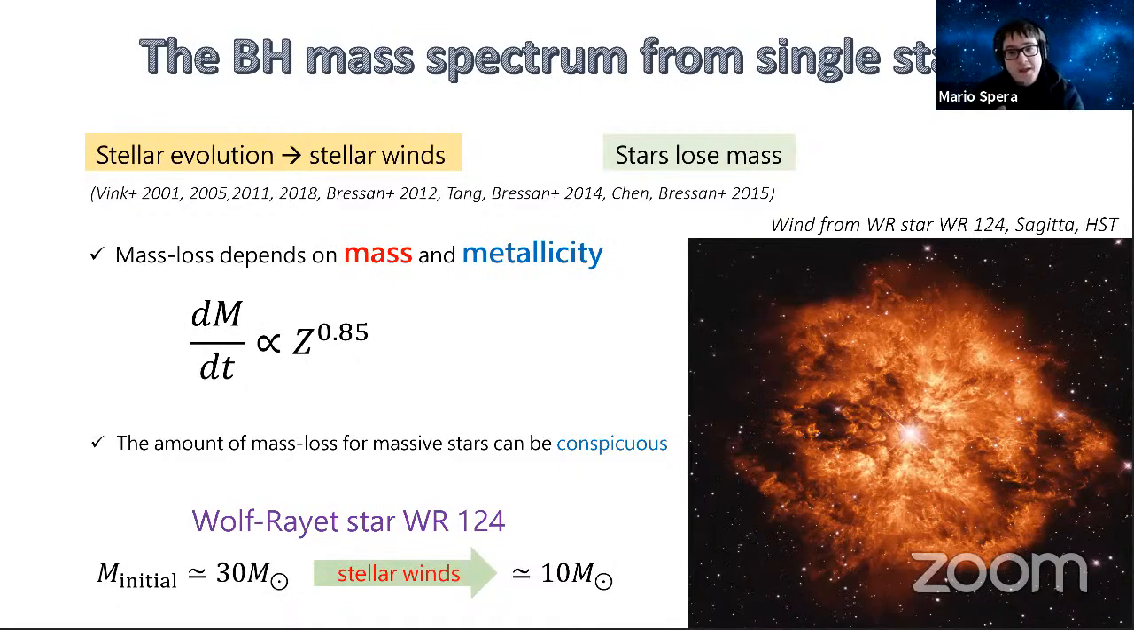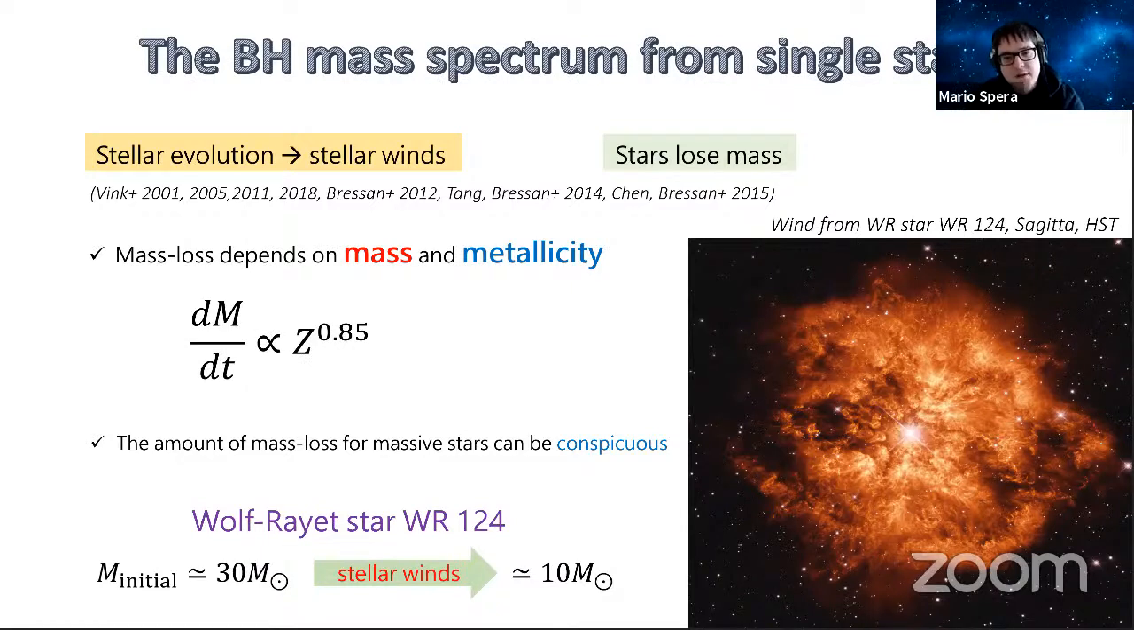we know that stellar winds play a major role to understand the compact object mass spectrum. We know that stars can lose a significant amount of their initial mass through stellar winds during their life. For example, if we look at this wonderful picture taken by the Hubble Space Telescope of this star, which is WR124 in the Sagitta constellation, you can see that basically the surrounding nebula here is the mass lost by the star through stellar winds. So this star basically at present is a 10 solar mass star.